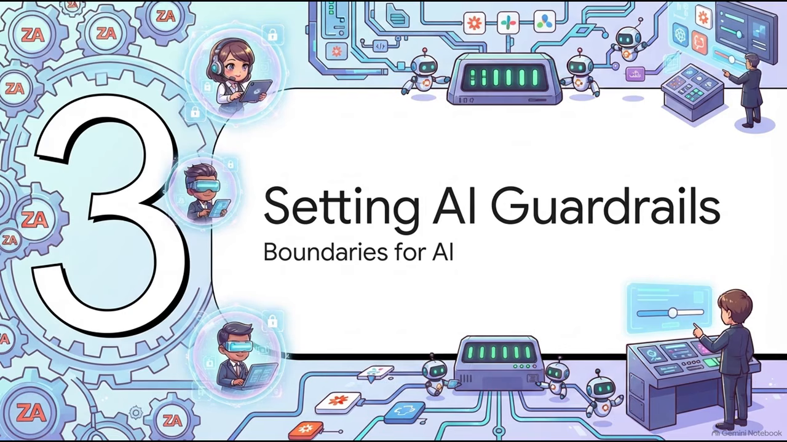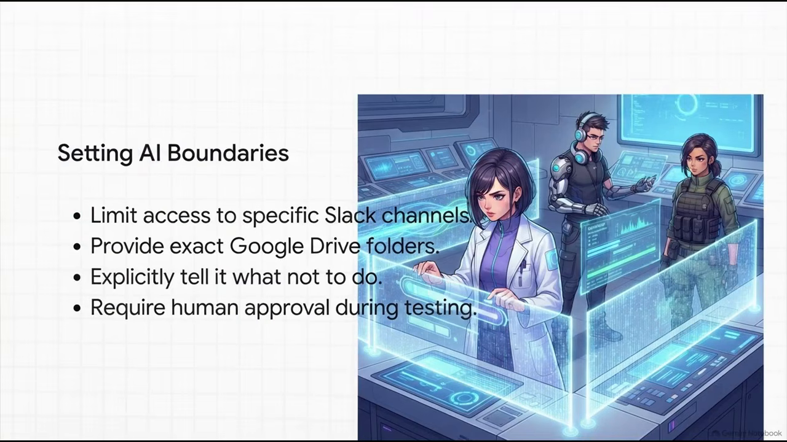Section 3. Setting AI guardrails. Listen to me, honey. You have to treat AI like a highly eager, overly caffeinated intern. It needs strict boundaries so it doesn't accidentally email the CEO a TikTok meme. Agents can only do what you explicitly give them permission to do. When you add tools, you must set strict guardrails. Physically limit its access to just a couple of test Slack channels. Give it the exact Google Drive folder it's allowed to edit and nothing else. Explicitly tell it in plain English what not to do. Like, organize this HR feedback, but do not assess the performance rating yourself. And always require human approval during your initial test phase so it asks you before it sends anything.